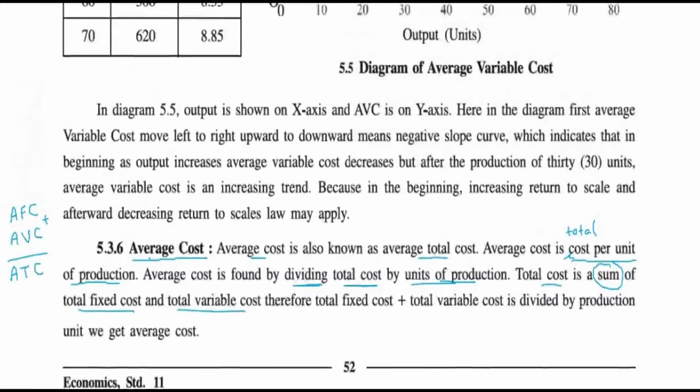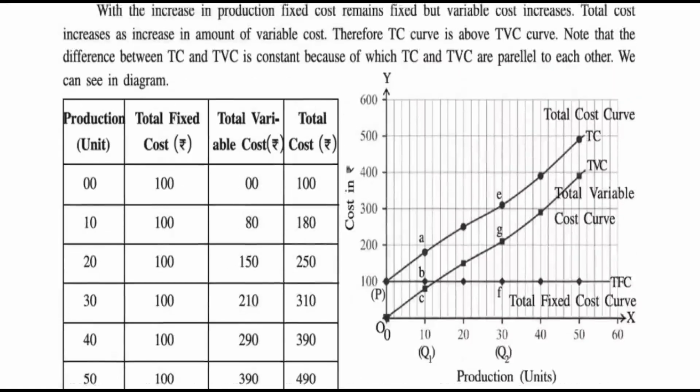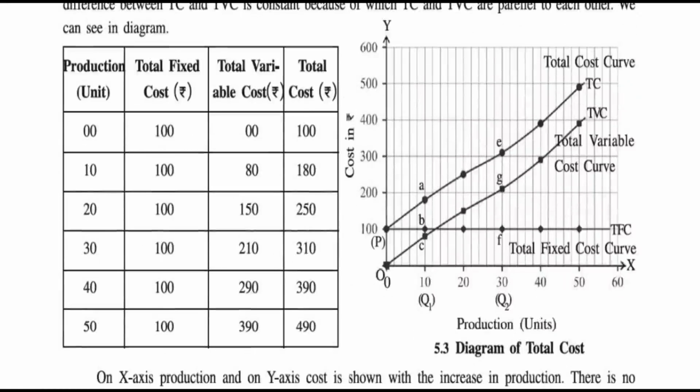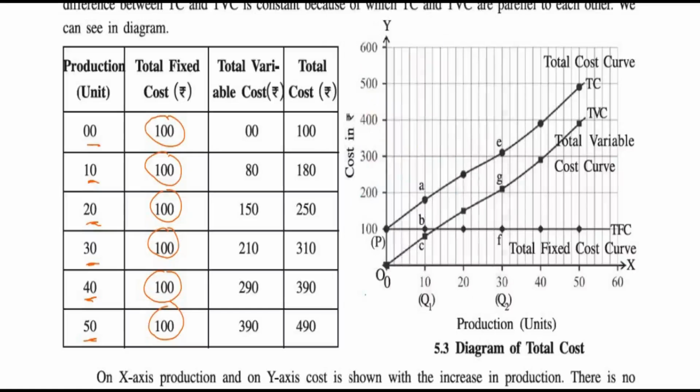See, we had that one table where we had seen all four terms together: total fixed cost, total variable cost, and total cost. We saw in that table the fixed cost is 100 altogether. It's not changing at all, irrespective of the units of production, right? Irrespective of what is being produced, the fixed cost remains fixed. But look at the variable cost. At zero production, variable cost is zero, so total cost was 100. At 10 production, fixed cost 100, variable cost 80, so total cost 180.